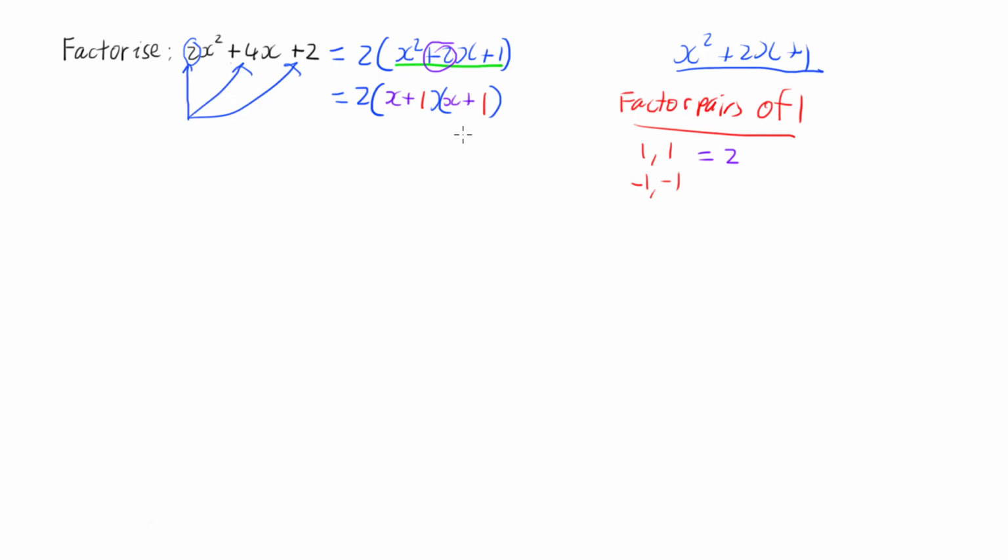Our only thing that's stopping it from being completely factorized is that x plus 1 is exactly the same as x plus 1. So we could think of this as the fact that I've got y times y, which is y squared. So I can take my expression here and turn it into 2 times x plus 1 all squared. And that will be my fully factorized answer, because that's as small and as neat as I can get it.